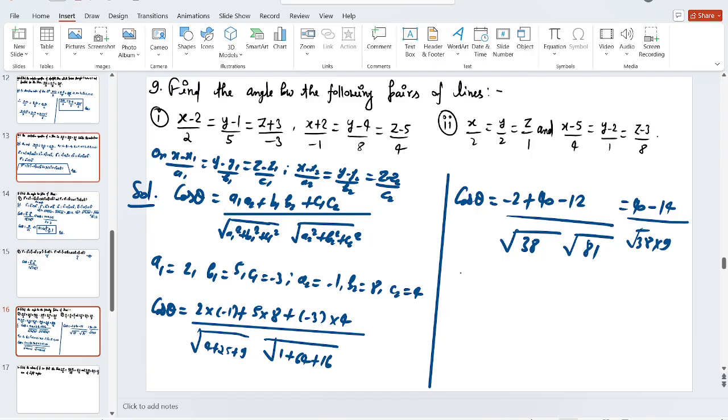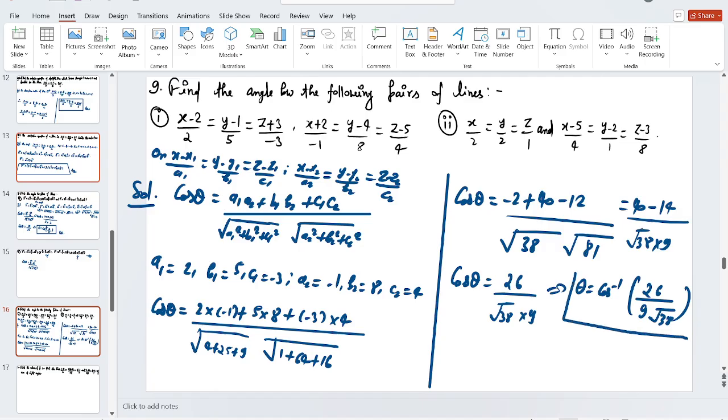So solve it, you get cos theta is equal to 14 minus 14 becomes 26 upon under root 38 into 9. Okay, so theta is equal to what? This is not cancelled here. So we write theta is equal to what? This is the cos inverse of 26 upon 9 under root 38. Okay, so this is our answer. This is the angle between the given lines. So solve it in this method as homework.